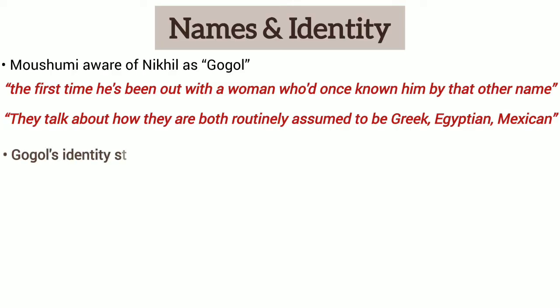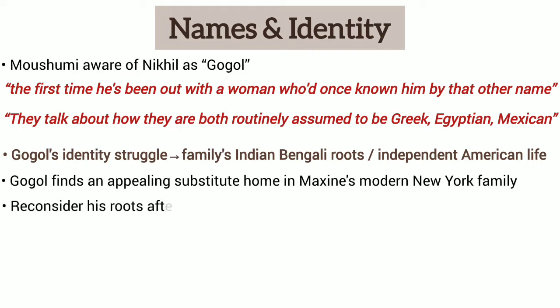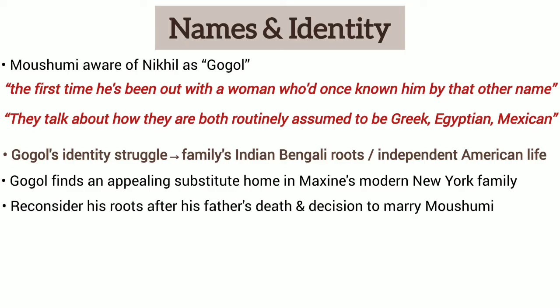Gogol's identity struggle revolves around the strain between his family's Indian Bengali roots and his aspiration for an independent American life. His choices often reflect a desire to distance himself from his family's sway. While involved with Maxine's modern New York family, he finds an appealing substitute home, only to reconsider his roots after his father's death and decision to marry Moushumi.